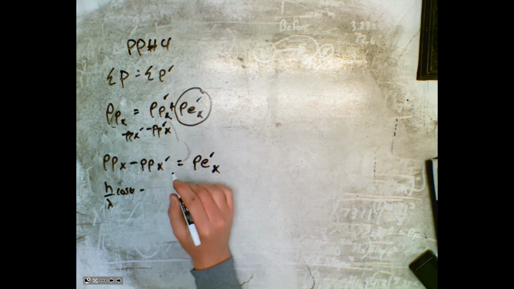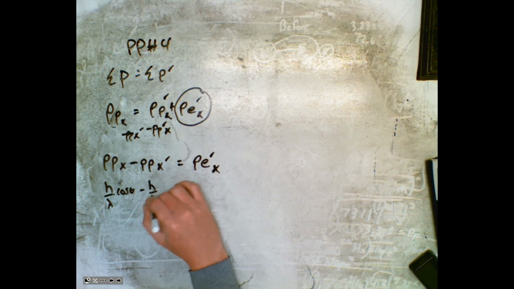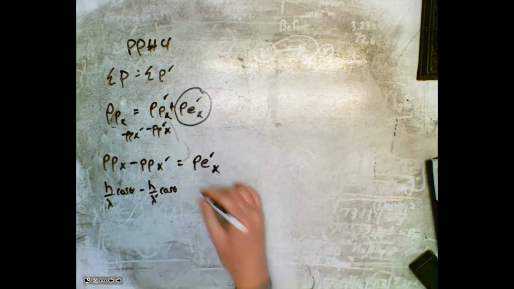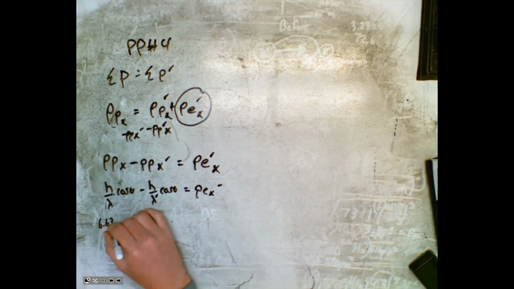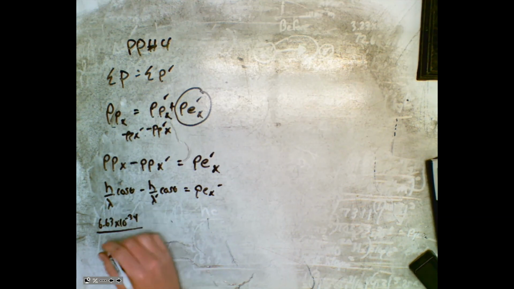Because it's a photon again, we use h over lambda. It's the x, cos theta. So this is going to be our after wavelength, and we can find the momentum of our electron in the x. So we get 6.63 times 10 to the negative 34 divided by, so this is our initial wavelength, 1.88 times 10 to the negative 11 meters.